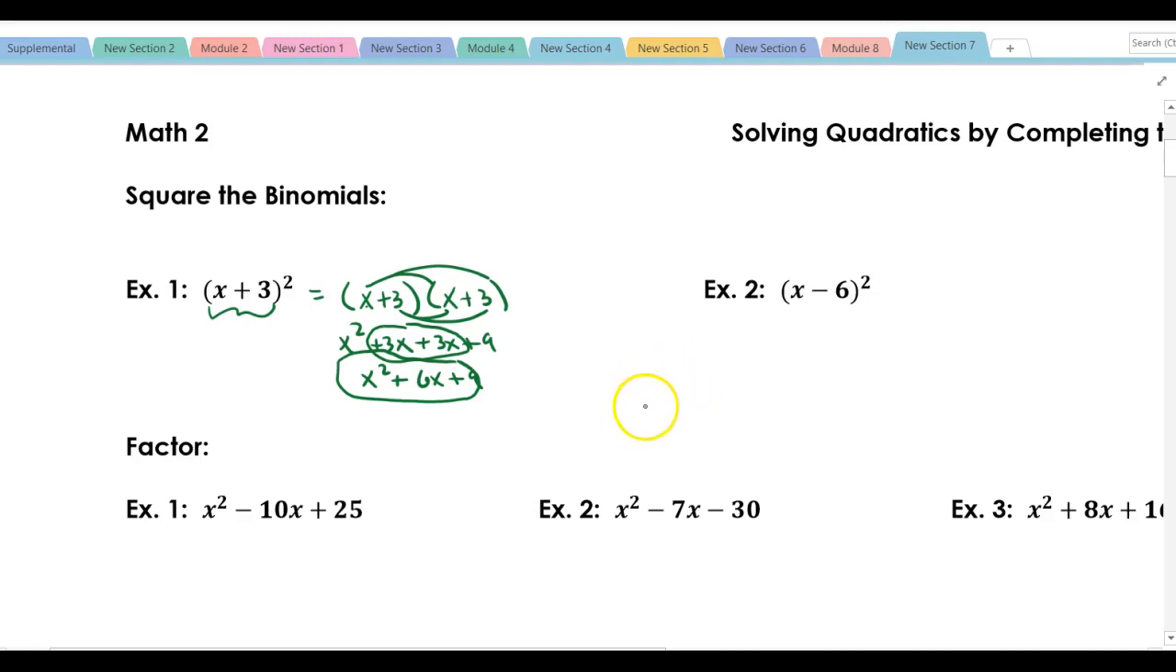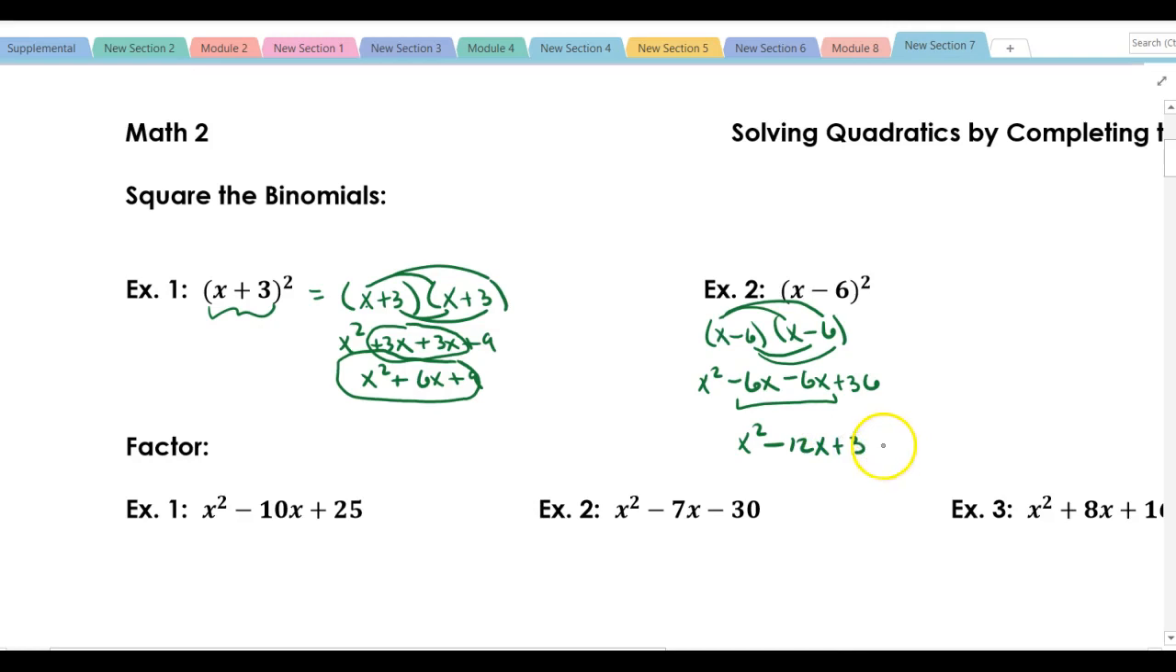When we take a look at the next one, it's no different. The only thing is we have x minus 6 times x minus 6. When I do x times x, I get x squared. But now when I do x times negative 6, it's minus 6x. Negative 6 times x is minus 6x. Negative 6 times negative 6 is plus 36. Now when I combine like terms in the middle, I get x squared minus 12x plus 36.